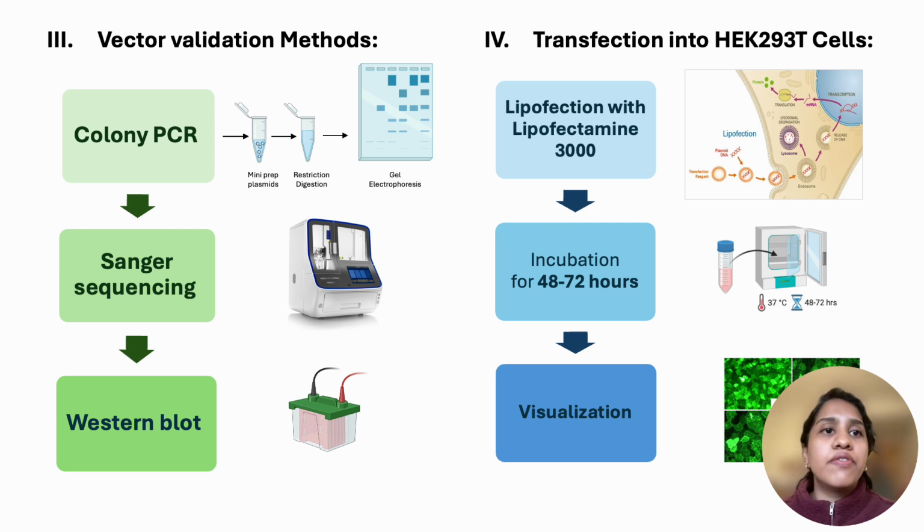And then after the vector validation method is done, we're going to do transfection into the kd24388 T cells. So we're going to use lipofection with the help of Lipofectamine 3000, and then we're going to incubate it for 48 to 72 hours. We're going to visualize this under a fluorescent microscope because we can actually see it due to the presence of GFP fused with the protein.